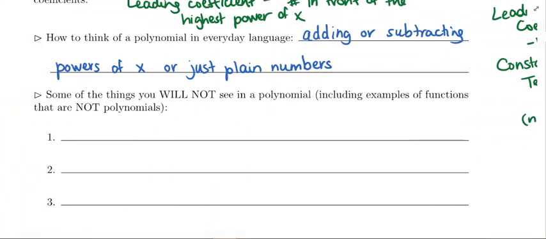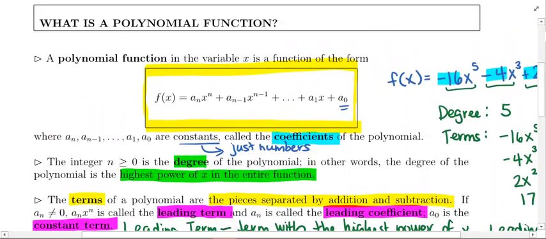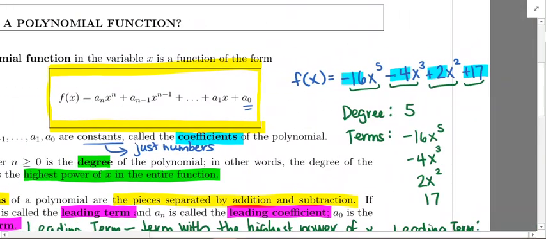So let's go back to the definition of polynomial. I told you the best way to think about a polynomial is that you're adding or subtracting powers of x or just plain numbers. The example I made up here fits that bill. You're just adding or subtracting powers of x or just plain numbers like the 17.